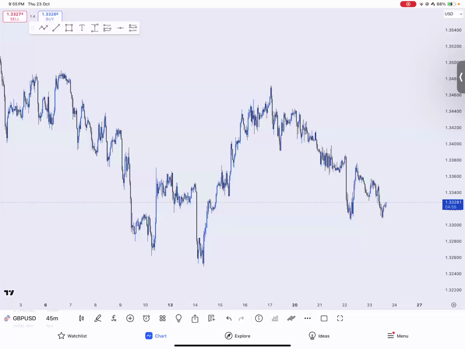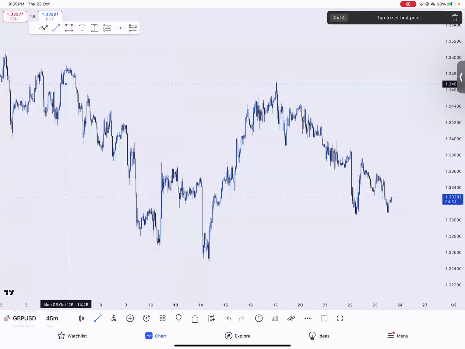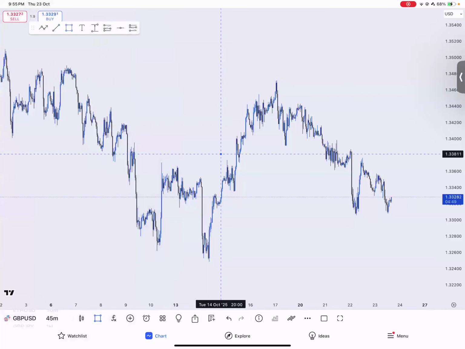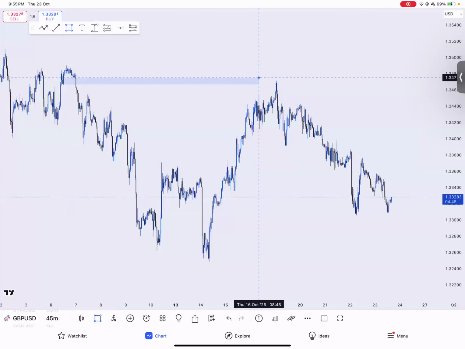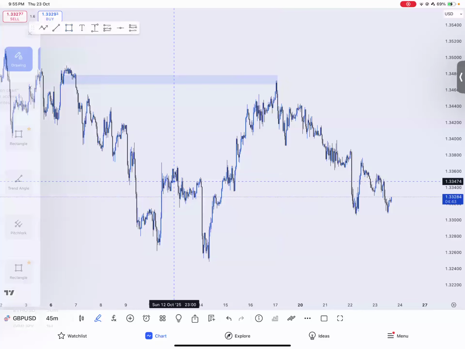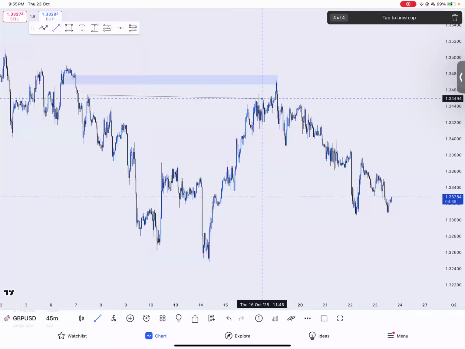Okay, see another trade here. Structure shift, inducement, POI, this breaker block. This is GBP USD. This is inducement. So you have the trade marked out.